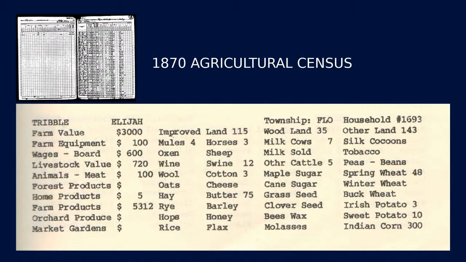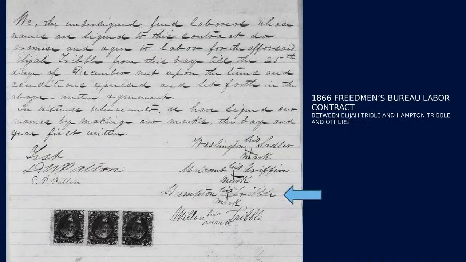He was a farmer, a laborer all his life. So Indian corn, that was the big crop here, 300 in Indian corn. Yes. Silk cocoons. I wonder what that is. Michael will know. All right. I love that. I'm sorry, I get stuck.